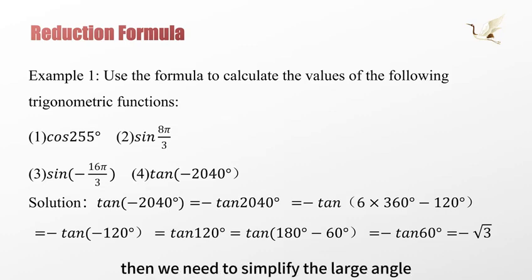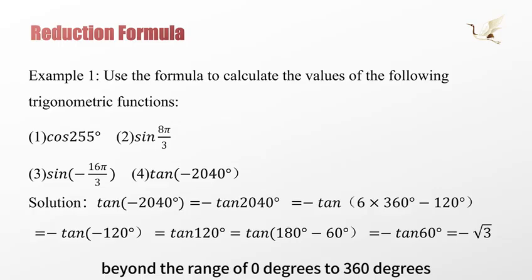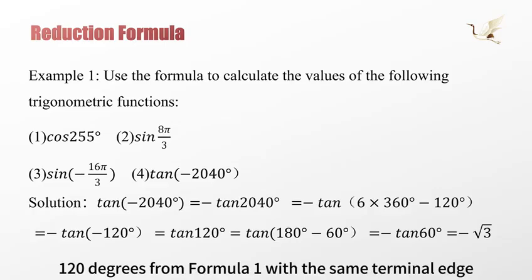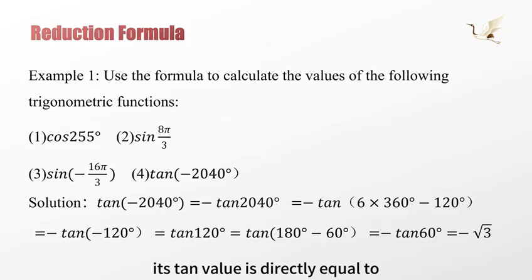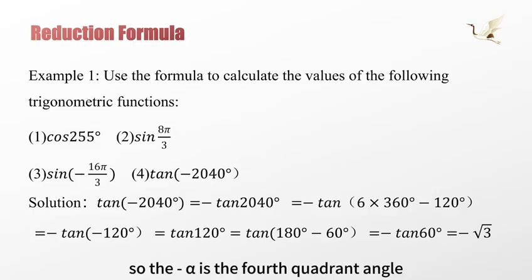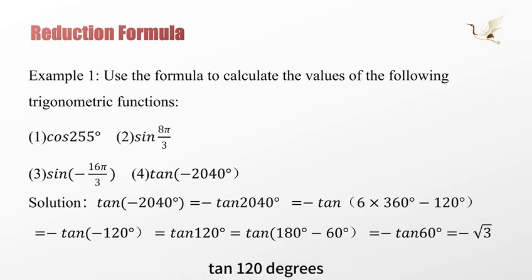Then we need to simplify the large angle beyond the range of 0 degrees to 360 degrees. Think of it as 6 times 360 degrees minus 120 degrees. From Formula 1 with the same terminal edge, its tangent value is directly equal to tangent minus 120 degrees. Copy the negative sign in front, and then we continue to regard 120 degrees as the acute angle alpha, so the negative alpha is the fourth quadrant angle, and its tangent value is negative. Therefore, the result of tangent minus 120 degrees is negative tangent 120 degrees, which is simplified to tangent 120 degrees by adding the previous negative sign.